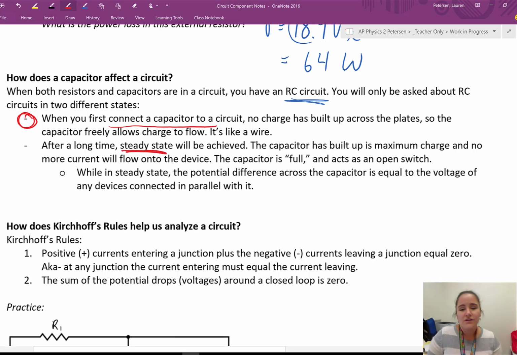So once the capacitor is in steady state, it's built up its maximum amount of charge. In that case, no more charge can flow through. There's no more electrons or force that's going to be pushing in those particles. So once it's full, no charge can flow. It acts like an open switch. Therefore, there's no more current flowing in the circuit. And when it's in that state, you can look at the potential difference across it, and it's still going to be equal to any other things that are connected against it in series.